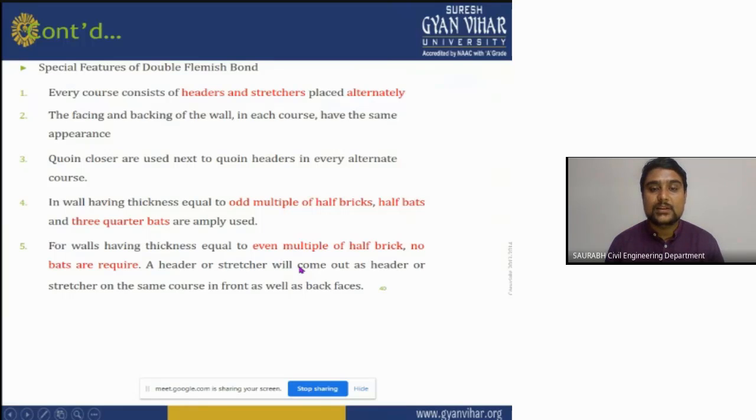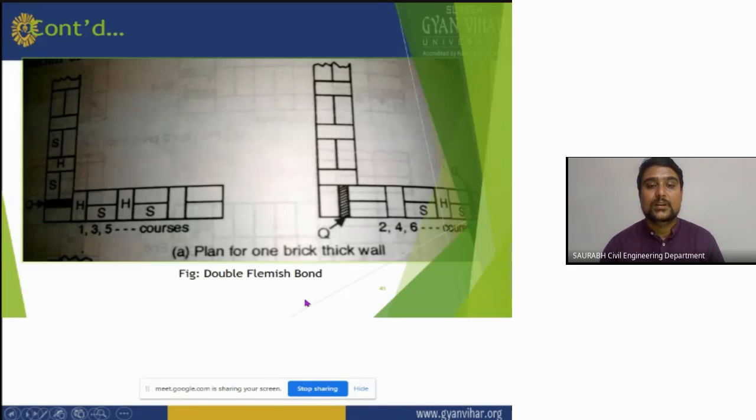In a wall having thickness equal to an odd multiple of half brick, half bats and three-quarter bats are amply used. For a wall having thickness equal to an even multiple of half brick, no bats are required. The header or stretcher will come out as a header or stretcher in the same course on the front as well as the back faces. Now you can see the double Flemish bond here.